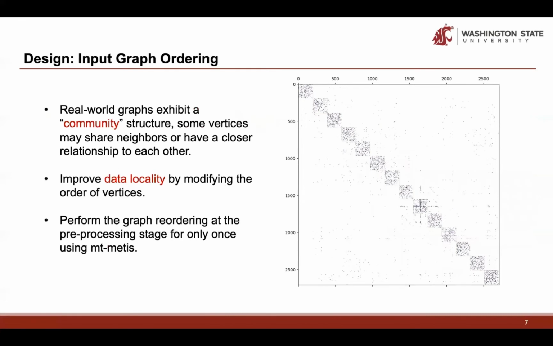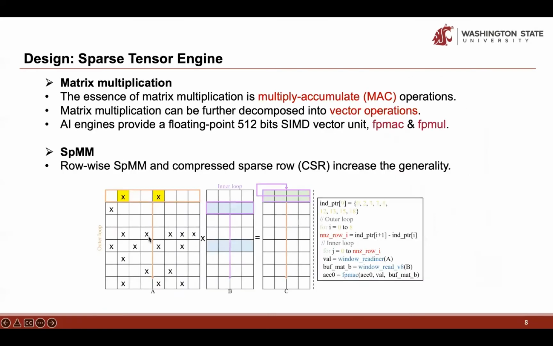Then I will talk about the input graph reordering. The reason we do graph reordering is that real graphs exhibit community structure. Some vertices may share neighbors or have close relations to each other. So it can improve data locality by modifying the order of vertices. We perform graph reordering at the pre-processing stage only once.